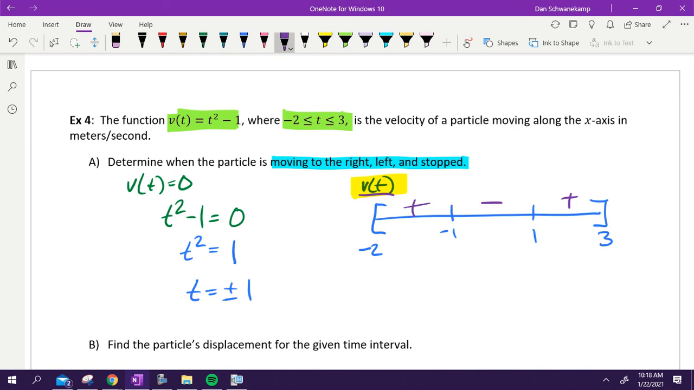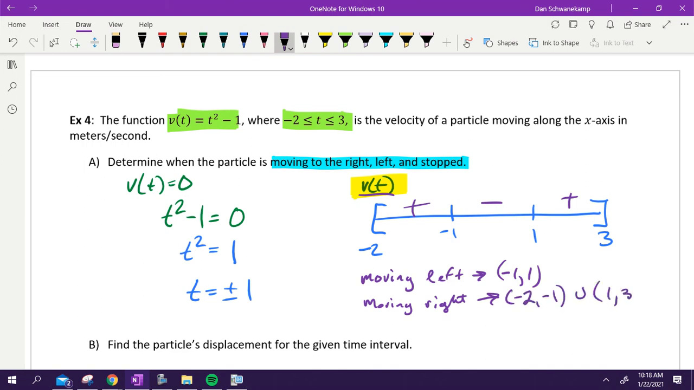So when is the particle moving left? Negative 1 to 1, because that's when velocity is negative. I am moving right when velocity is positive. So that's negative 2 to negative 1 and 1 to 3. And then obviously I'm stopped when t is equal to plus or minus 1.